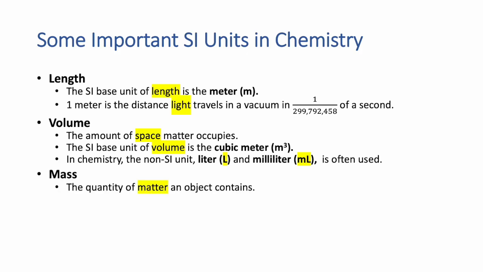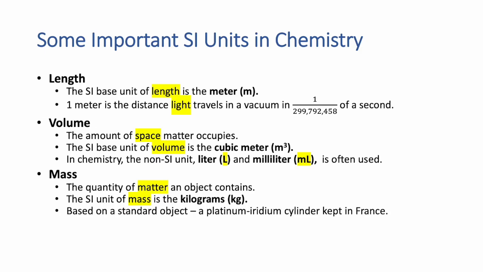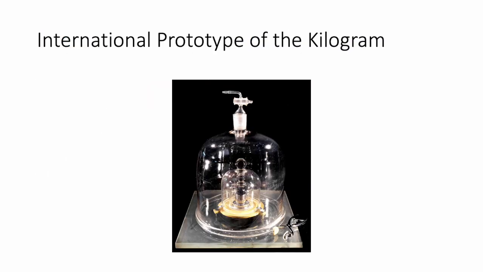Mass is the next quantity, and mass is defined as the quantity of matter an object contains. It's the amount of particles contained in that substance. The SI unit of mass is the kilogram, or kg, based on a standard object, a platinum iridium cylinder kept in France. Note that mass and weight are not the same. And this is the prototype of where the unit kilogram is based off.